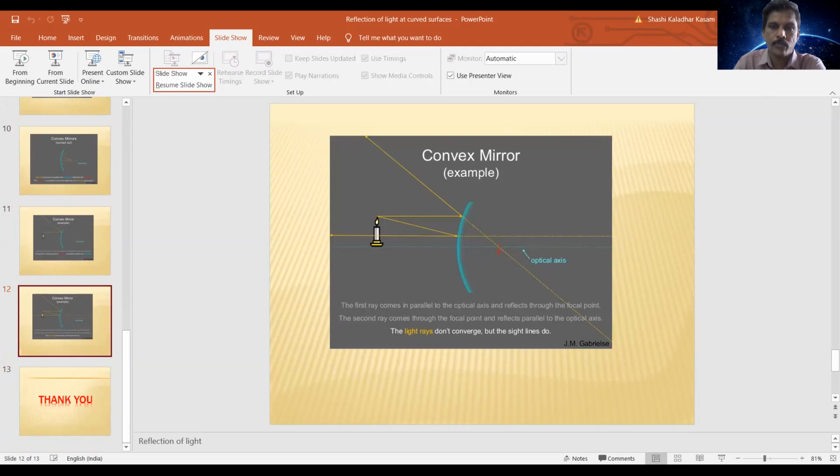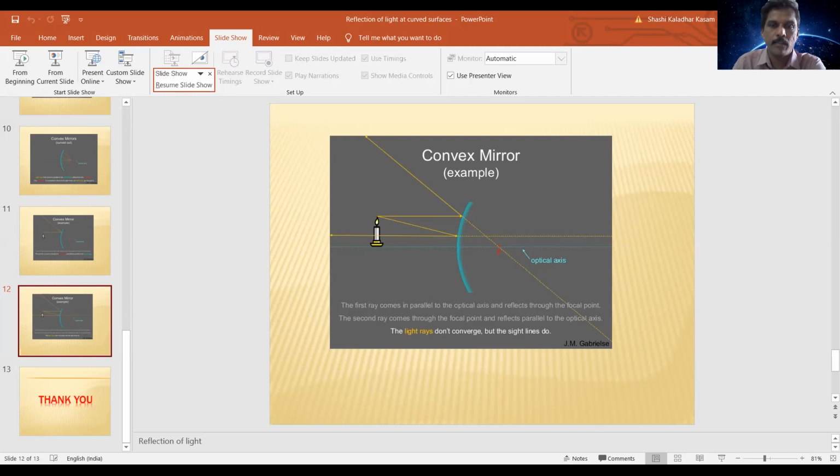Before going to sum up, I conclude once again. Two types of spherical mirrors are there. One is convex mirror, another one is concave mirror. To draw the ray diagrams by using these, we follow three rules. Rule 1: if the ray is parallel to the principal axis, after reflection, it must pass through focus or seems to pass through focus. If the ray is passing through focus, after reflection, it must be parallel to the principal axis.